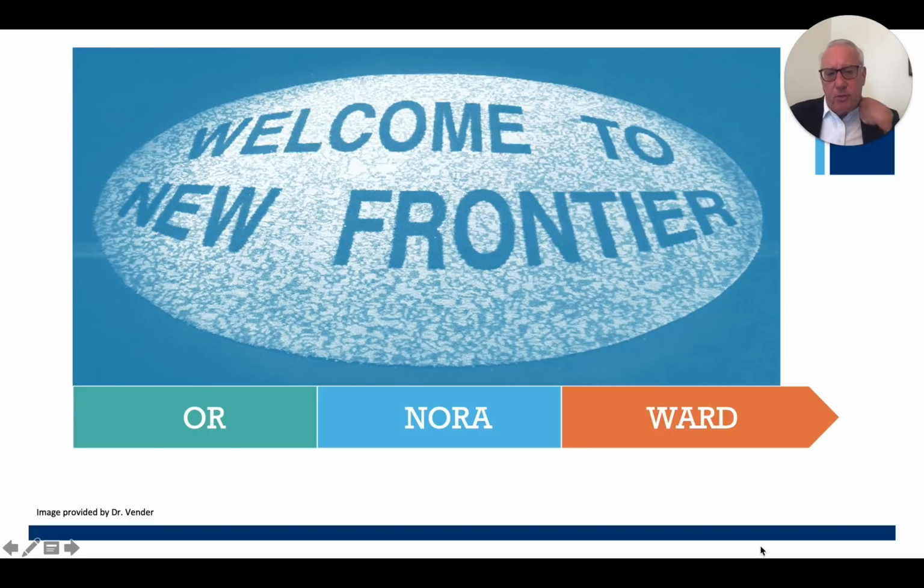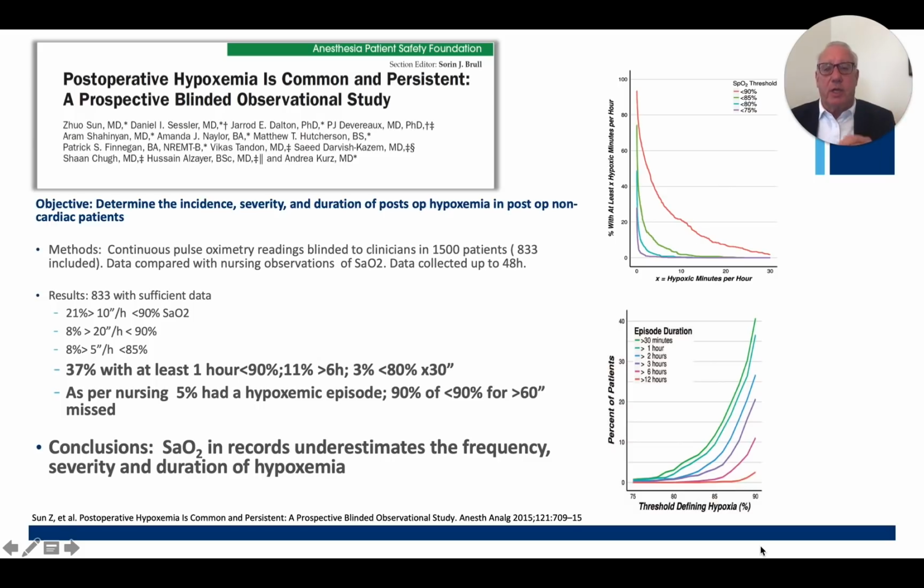I want to switch from the non-operating room world that we were just talking about, be it interventional radiology, the cardiology suites, the GI suites, and everywhere we provide care today, to a new frontier, which has become the ward, where more and more patients go who are sicker and sicker. And just a couple of quick studies that looked at this.